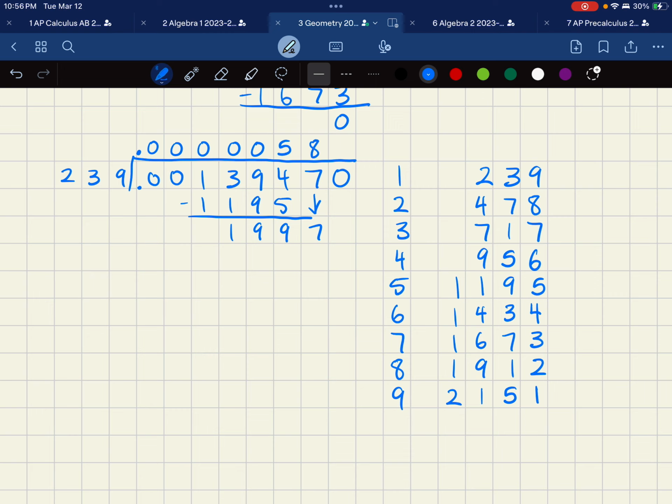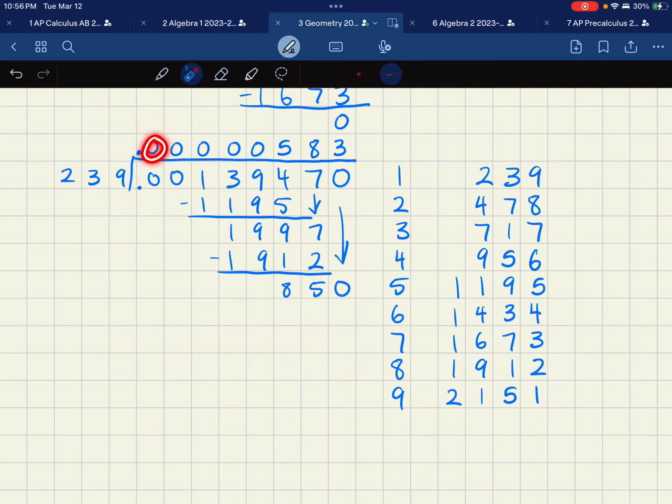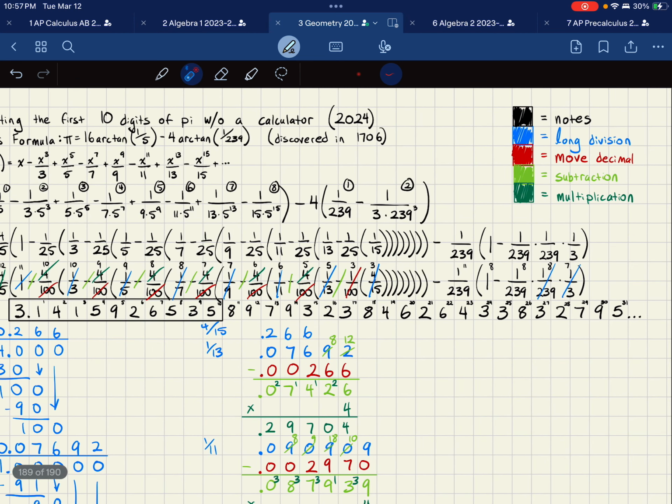Okay, that's going to be an 8. And 8 will be 1912. Do our subtraction problem. It's going to be 5, 8. That's it. And then bring down a 0. 850 is basically a 3. Excellent. To have 8 decimals of accuracy, 1, 2, 3, 4, 5, 6, 7, 8. I have 8 decimal places of accuracy, and we have just done this step right here.